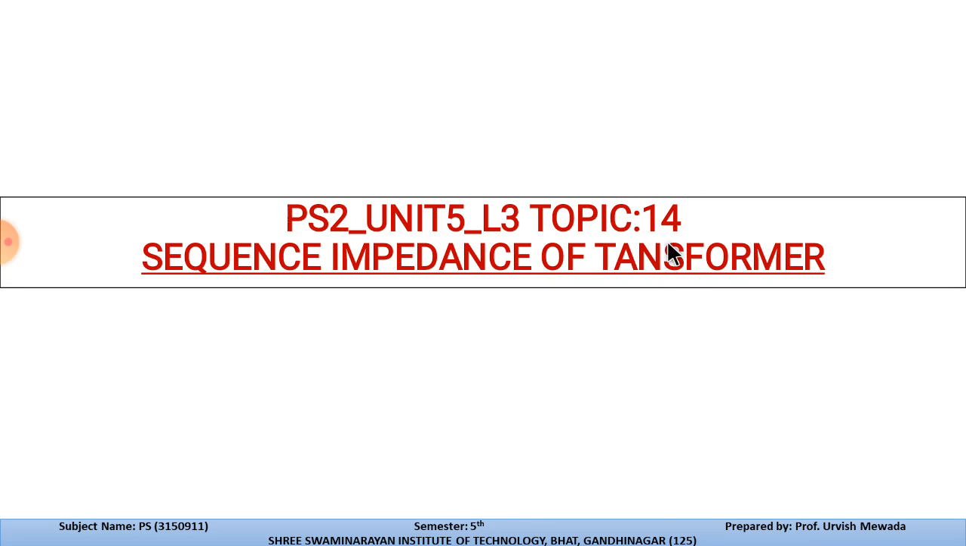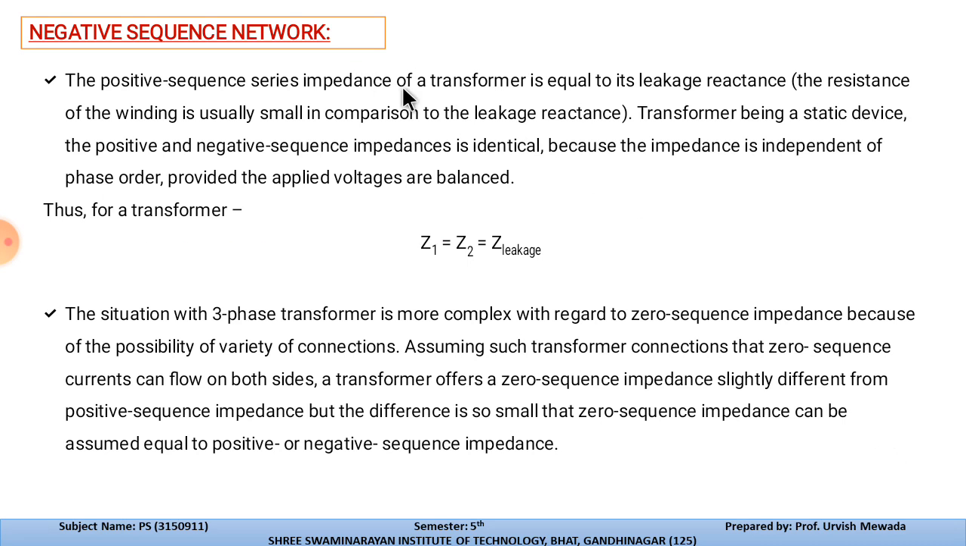Now let us discuss topic number 14, that is the sequence impedance of the transformer. Let us discuss how we can indicate that the positive sequence series impedance of a transformer is equal to its leakage reactance. Therefore the resistance of the winding is usually small in comparison to the leakage reactance. So this is the main aspect of the sequence network for a transformer.